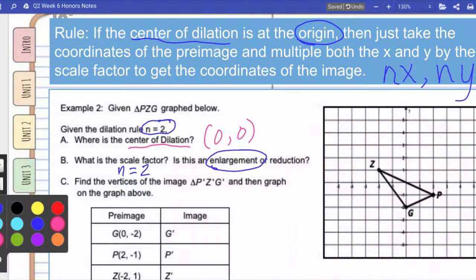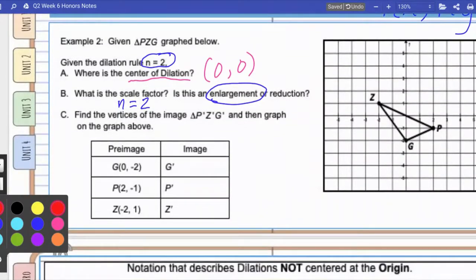So this is easy. All I have to do is come down here to the pre-image and multiply both coordinates by 2. 0 times 2 is 0. Negative 2 times 2 is negative 4. 2 times 2 is 4. Negative 1 times 2 is negative 2. And negative 2 times 2 is negative 4. And 1 times 2 is 2.